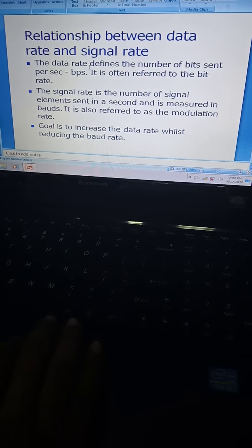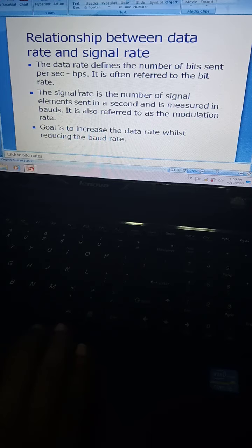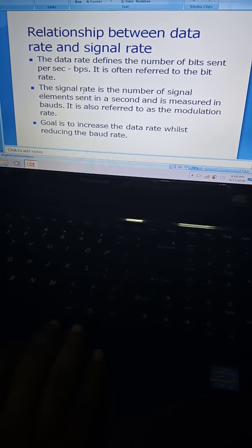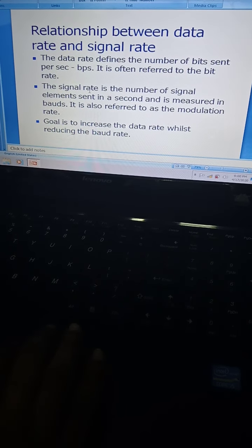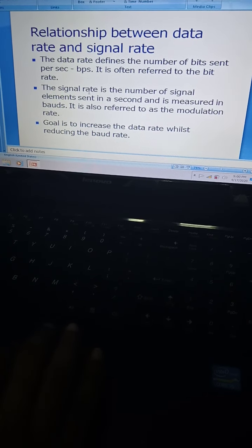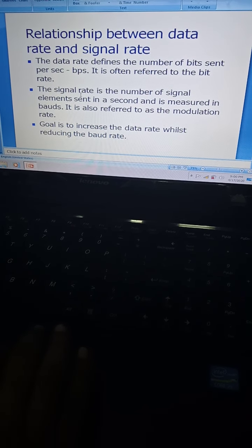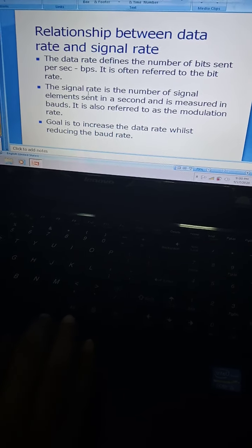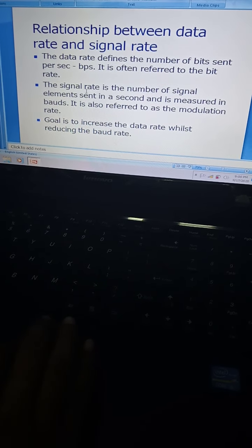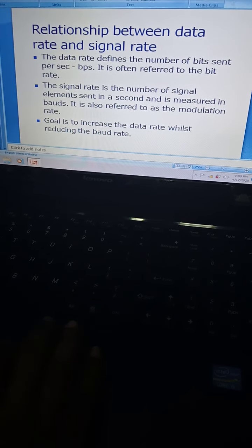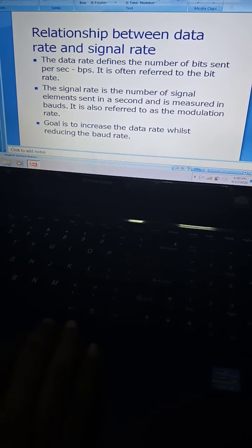If the carrier is holding only 1 bit per signal, then both are the same. If the carrier consists of more than 1 bit per signal, then data rate is not equivalent to signal rate. If it carries 1 bit, the number of signals is equivalent to the number of data bits. If it carries more than 1 bit, then data rate is double the signal rate. So depending on the amount of data we are representing per signal, we can calculate signal rate.